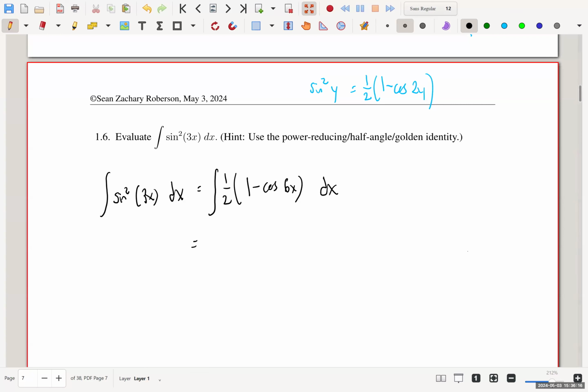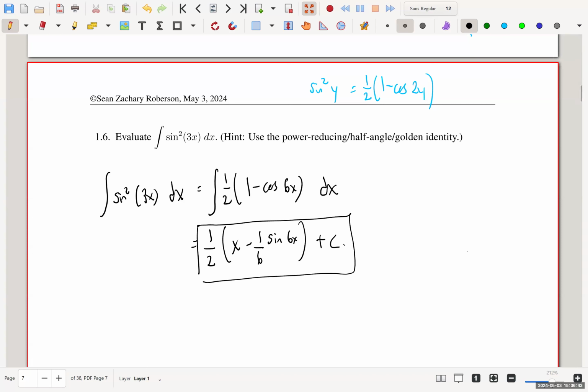So let's go ahead and handle this here. 1/2 times the antiderivative of 1, x. Antiderivative of cosine, it's sine, right? So we'll have a minus sign here. But because we have a 6x there, I need to account for the chain rule. Divide by 6. Very nicely done.